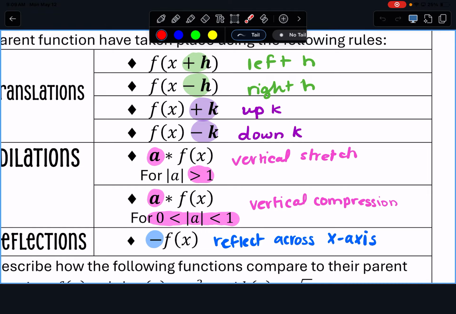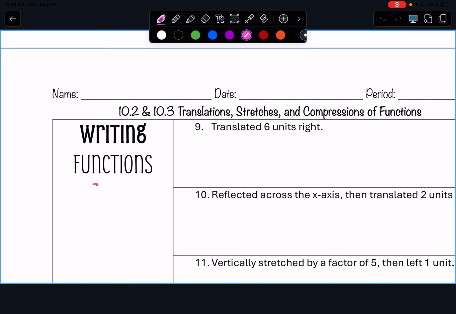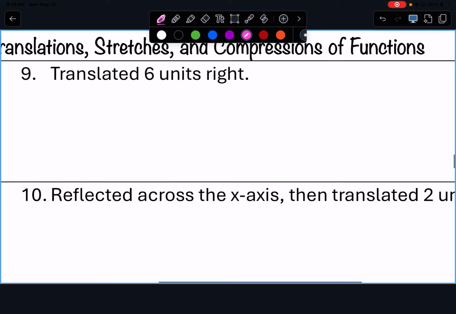So when we do that, we're going to write it using f of x. So we're going to be writing functions, and we're going to use f of x as our base. If it goes inside, it goes in the parentheses. If it goes outside, it goes outside of the parentheses, okay? So let's start with number 9. For number 9, we're looking at translated 6 units to the right. Does that go inside or outside? That goes inside. Inside, what do we need to do? Minus 6, because it's going to the right. Inside is opposite of what you think it should be. Outside is the same as what you think it should be.